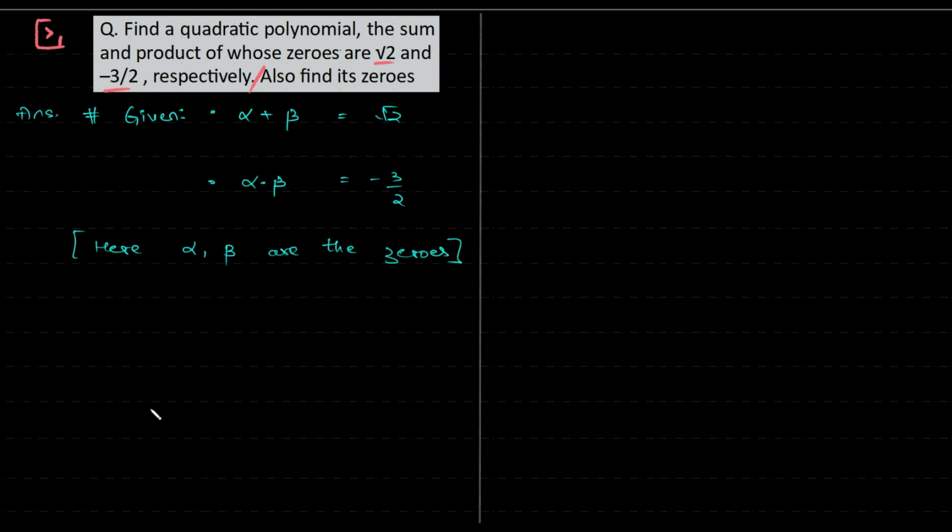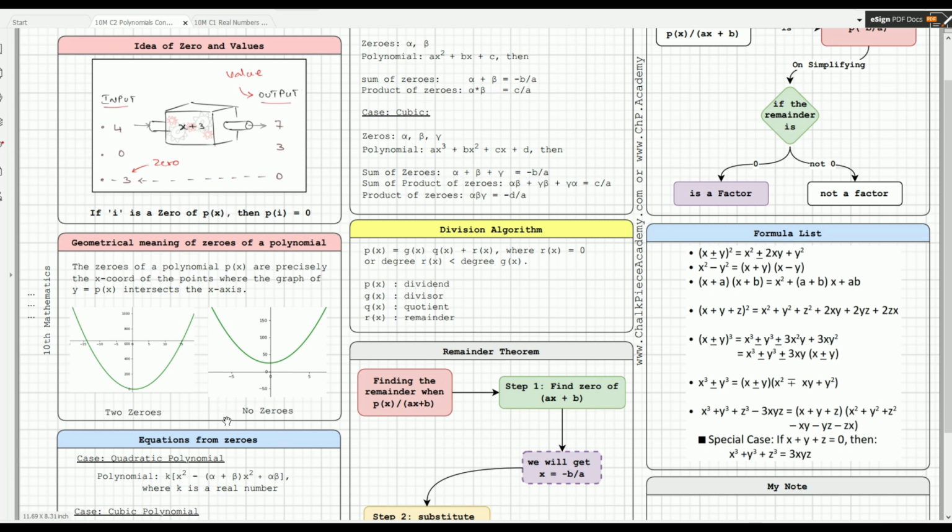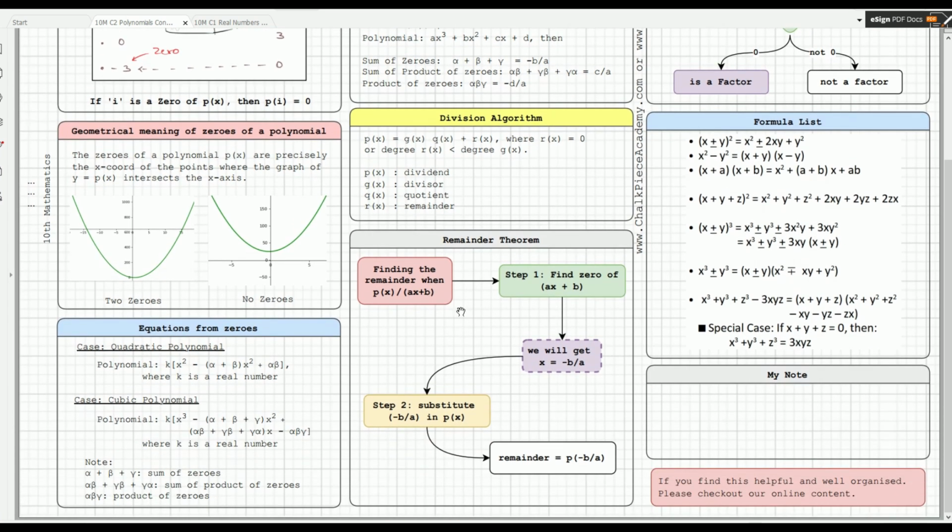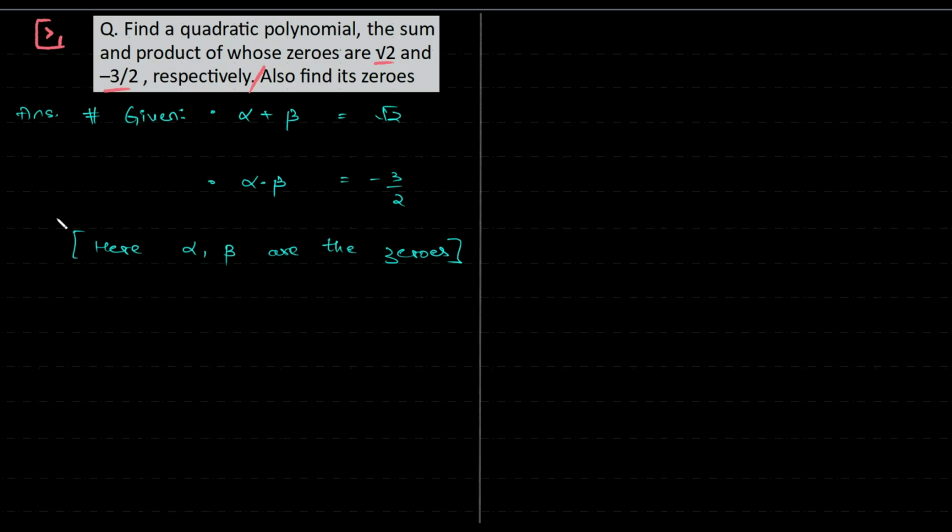So you have to be very clear with what is given. Many people end up taking alpha as root 2 and beta as minus 3 by 2. That is not the case. So what are we going to use over here? Equations from zeros. In this case it's a quadratic polynomial and that would be your expression. So let me start with the working.